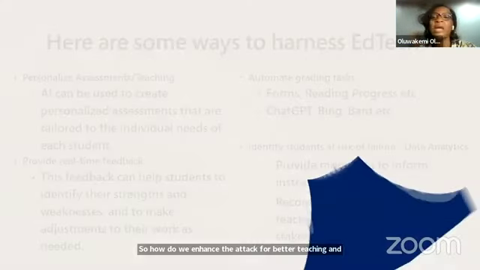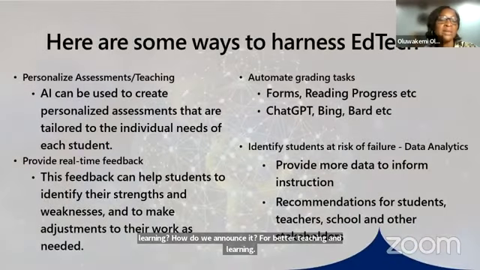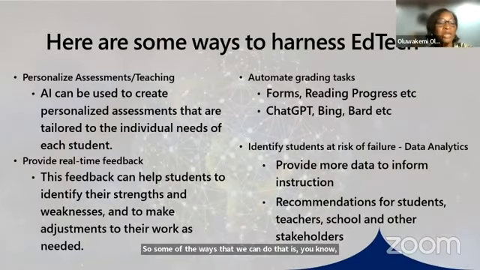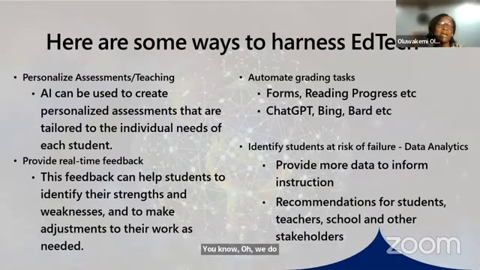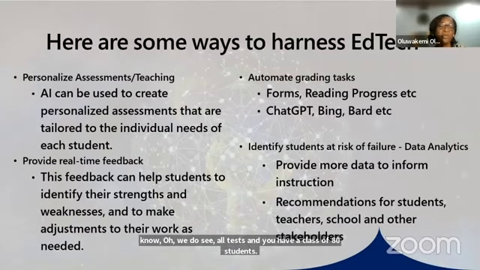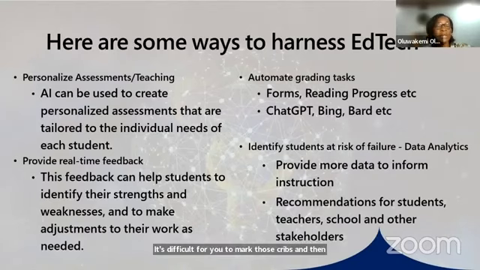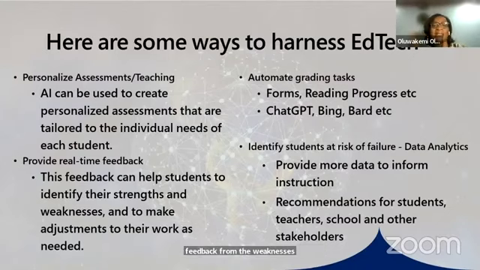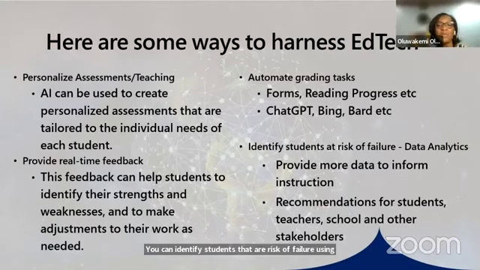Some of the ways that we can do that is personalizing assessments and providing real-time feedback. In those days when we did CA or tests, and you have a class of 80 students, it's difficult to mark those scripts and then give individual feedback. But with the use of technology that automatically marks, you can have more time to give feedback from the weaknesses or strengths that you have noticed. You can identify students that are at risk of failure using data analysis. You can automate grading using Microsoft Forms and reading progress charts.